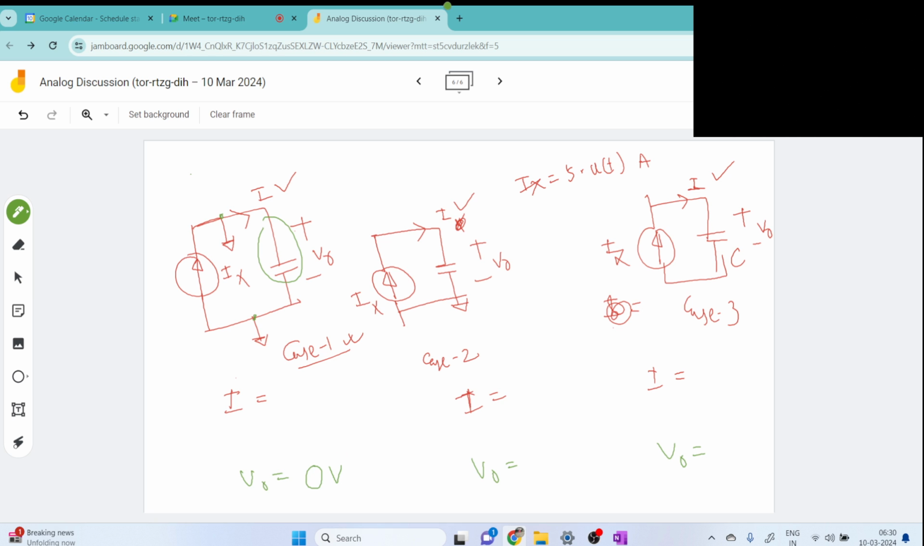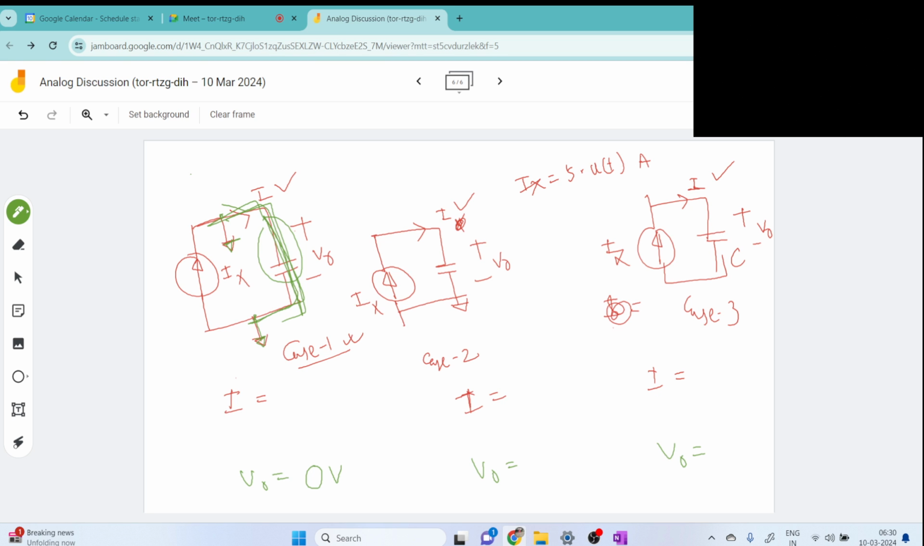So I think the current would be 0 here because the voltage is not changing across the capacitor. Am I right or not? No, actually this is not the case. Here is ground and this is ground, so the capacitor is short circuited. The capacitor is actually doing nothing here.